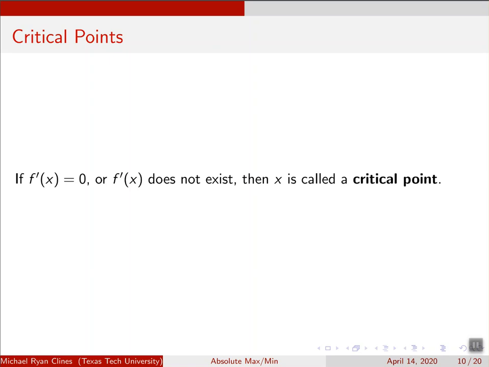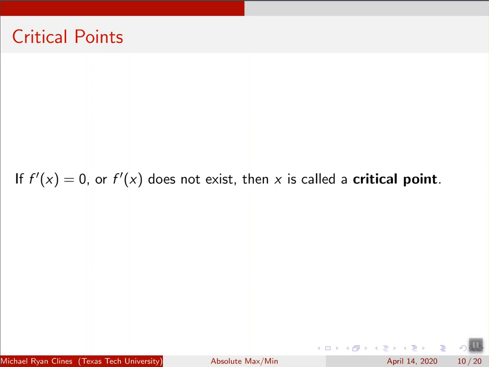But what does it mean for it not to exist? Well, that usually means in this context that we have some kind of division by 0 when we take the derivative. The limits coming from the directions don't exist. Basically, either we have a horizontal tangent line or one where we don't even know how to define the tangent line. And at that point, that is what we call a critical point.